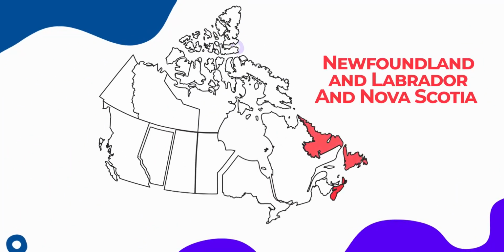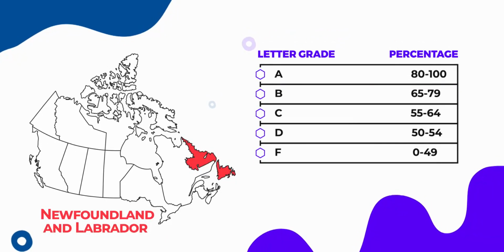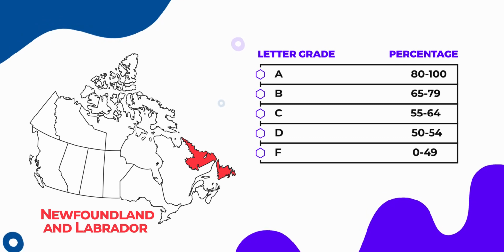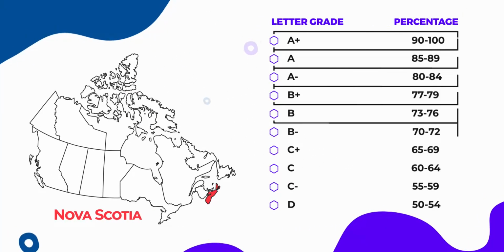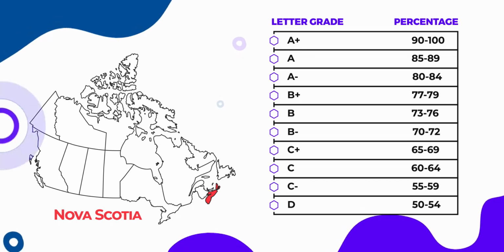Next, Newfoundland and Labrador and Nova Scotia. Very similar to India, as the province also uses a percentage system, but they do have an alphabetical grade corresponding to a percentage range. So let's say 80 to 100 will mean A, and 65 to 79 will mean B, and 55 to 64 will mean C, and so on. In Nova Scotia, they also have a percentage system, but the alphabet grades are more elaborate. That means you can score an A+, A or A-, and B+, B, and B-. The detailed breakdown of grades and percentages are on your screen.